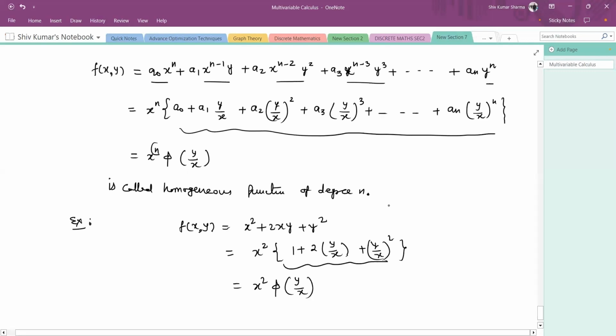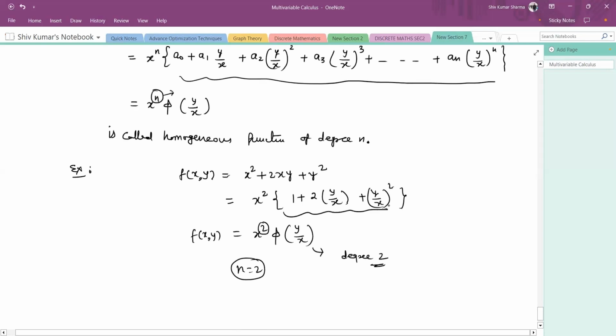So here n represents the degree of the homogeneous function. Here the power of x is 2, so this is a second degree homogeneous function. So n will be 2. This function has degree 2.